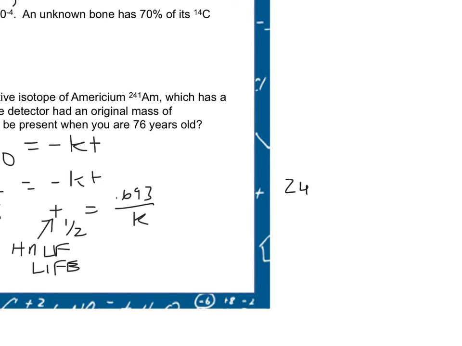So 243 equals 0.693 over K. Wake my computer up again. That gives me a K of 0.00285.